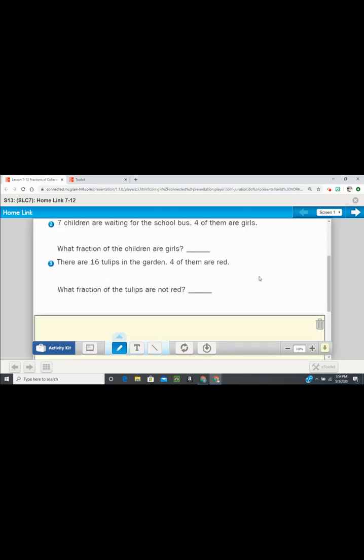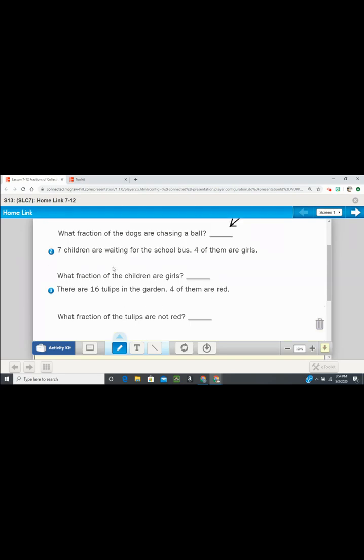Okay, let's move on to the next one here. 7 children are waiting for the school bus. 4 of them are girls. How many children do we have altogether? Well, we have 7. So that's our denominator. And the numerator in this case is 4, because there are 4 girls out of the 7. Good.